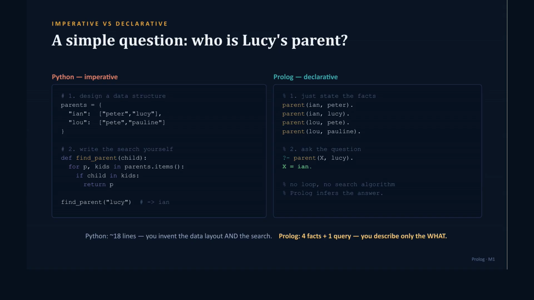On the right is Prolog. You simply state the facts, who is whose parent, and then you ask the question directly: parent of X, Lucy. That's it. You never wrote a loop and you never wrote a search. Prolog finds the answer itself. Notice what happened: in Python you spent most of your effort on the how. In Prolog you only described the what.